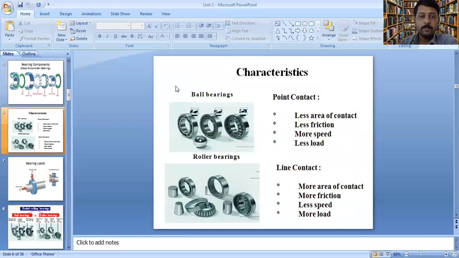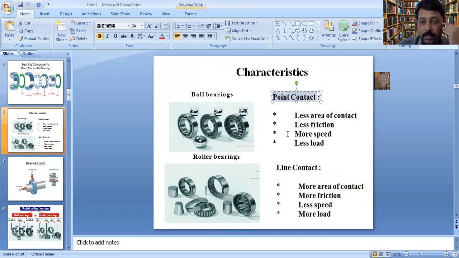Next, when we compare the ball bearings with the roller bearing, we have two types of classification. The first one is called point contact. As you can see over here, when a spherical ball is used, it is called point contact, because only a point on the circle is in contact with the surface. Now, what are the characteristics of this point contact type of bearing? There is less area of contact, because only a point is in contact.